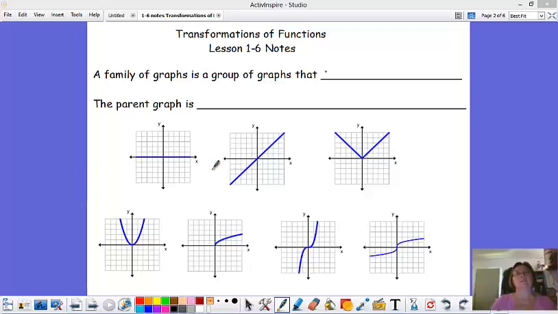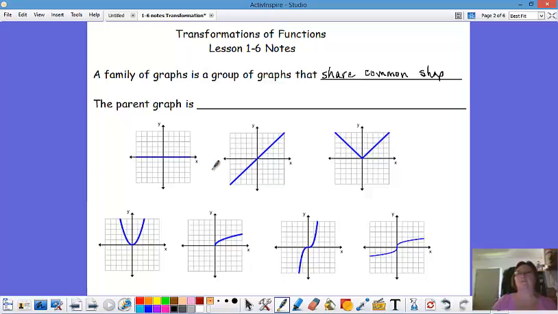I'd like to start with a definition. A family of graphs is a group of graphs that share common characteristics, or shapes is a good way to say it. They share common characteristics or shape. The parent graph is what I would call the basic model. It doesn't have all the options on it, just the base model.